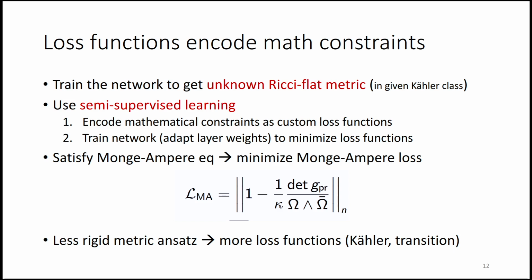If we have a machine learning model that is less rigid, so that does not give automatically a Kähler metric, for example, then we need to impose that as a loss function as well. Also, if we have a Calabi-Yau manifold with more than one Kähler class, then we need to have a Kähler class loss function that makes sure that we stay in the same Kähler class.